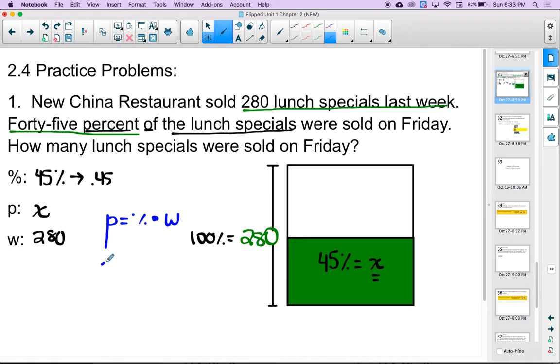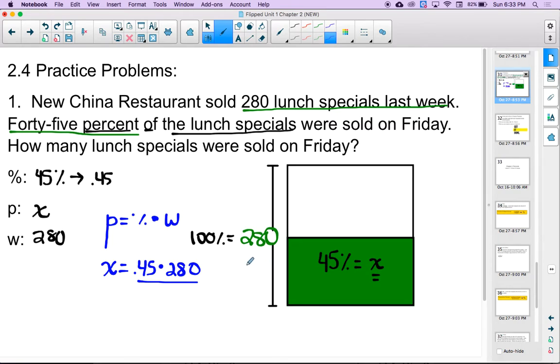So x is my part. The percent is 45 hundredths. And the whole is 280. Okay, so remember, our goal is to always get the variable isolated. Well, this time our variable is all by itself. It's already isolated. So that means that all we have to do is simplify what's going on over here on the right-hand side of my equation.